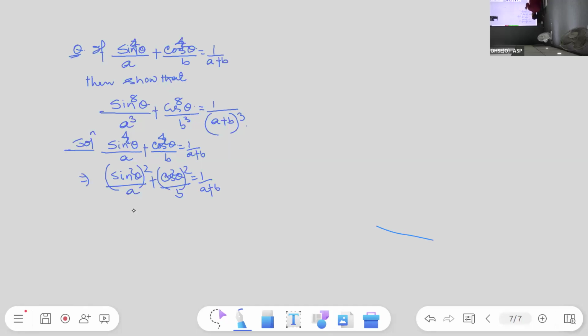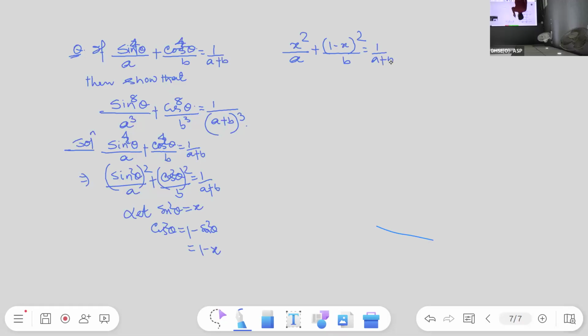Let us assume that sin square theta is equal to x. So cos square theta will be 1 minus sin square theta, which is equal to 1 minus x. So now the equation will be x square upon a plus 1 minus x whole square upon b equals 1 upon a plus b.